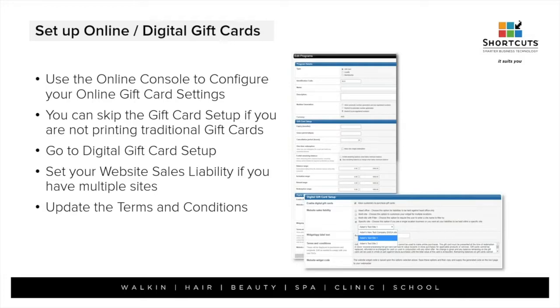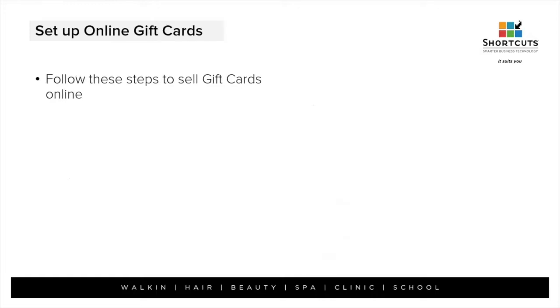So once you set you're a single site, a multiple site that holds the liability at one location, or a multiple site that holds the liability at each specific location, then Shortcuts will actually have you update your terms and conditions or use our standard boilerplate, and it's going to generate what's called a widget code. So this code you can actually give to your web administrator.